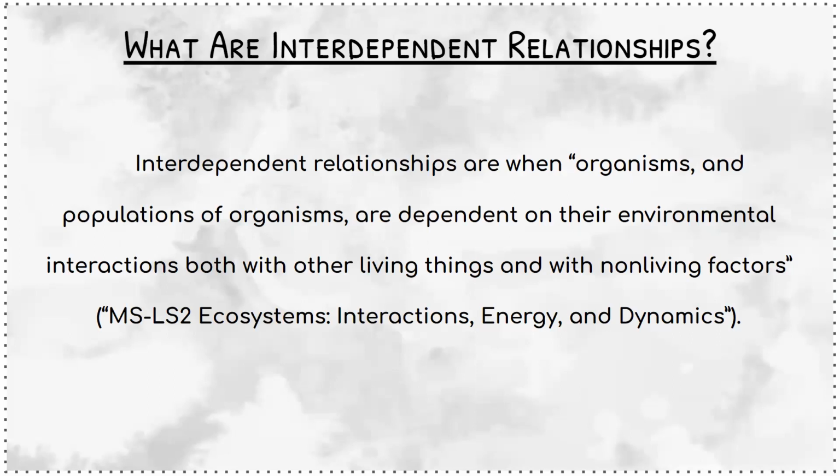Firstly, we need to understand what interdependent relationships are. Interdependent relationships are when organisms and populations of organisms are dependent on their environmental interactions, both with living and non-living factors. Let's look at these relationships with the three different plants.